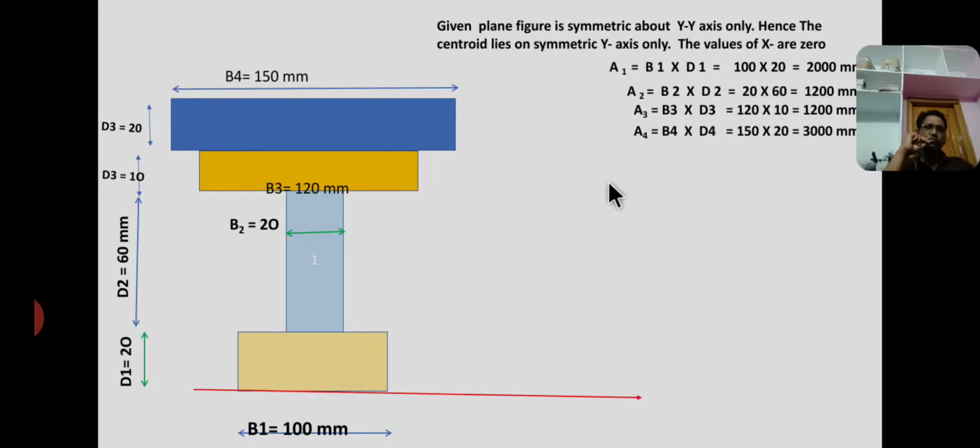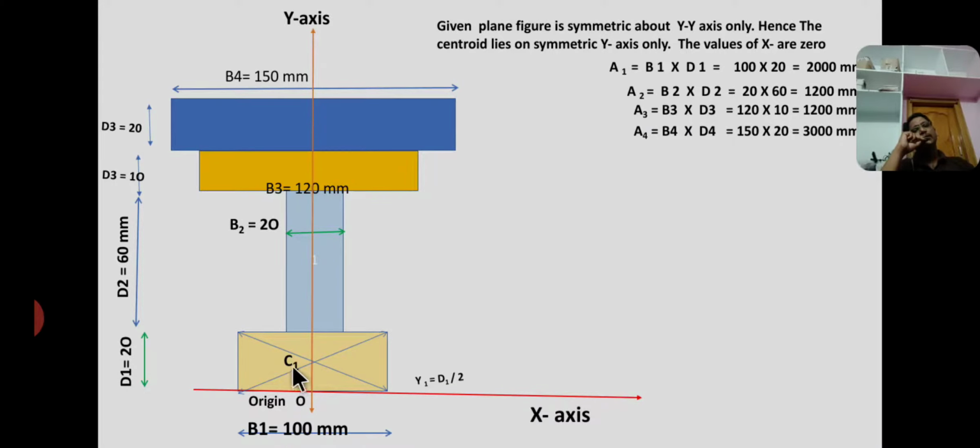Now I consider the x axis at the bottom edge and y axis at the middle section. The given I section is symmetric about the YY axis, therefore the centroids C1, C2, C3, C4 lie on this y axis. This is the origin. Now I am drawing the diagonal lines to locate the individual centroids. This is C1. C1 lies on the y axis, therefore x1 equal to 0 and y1 equal to height by 2, that is d1 by 2, d1 by 2 equal to 10 mm. Similarly, I am drawing the diagonal lines for the second section.